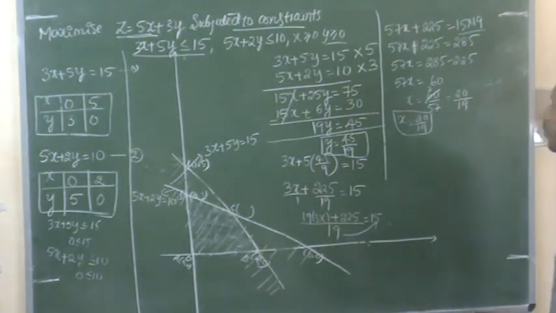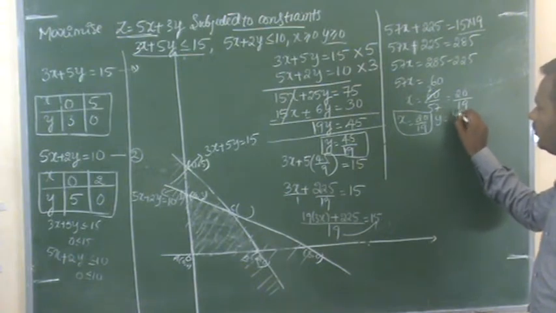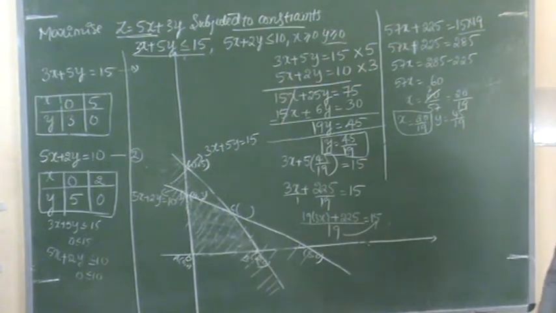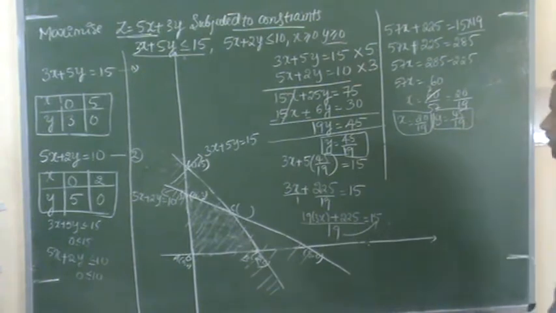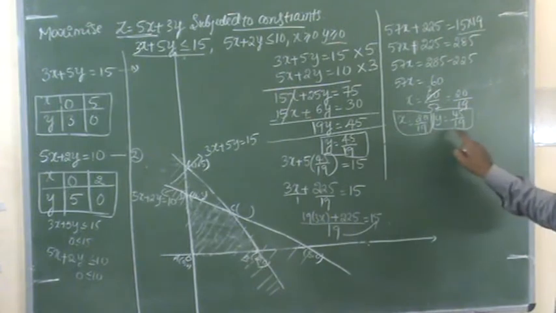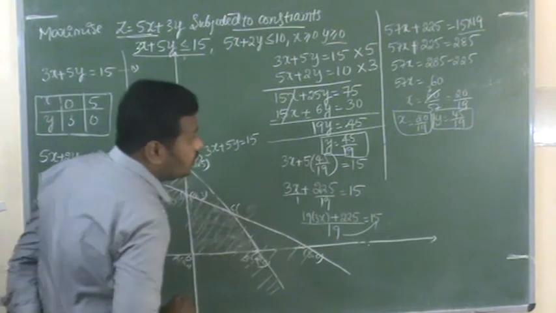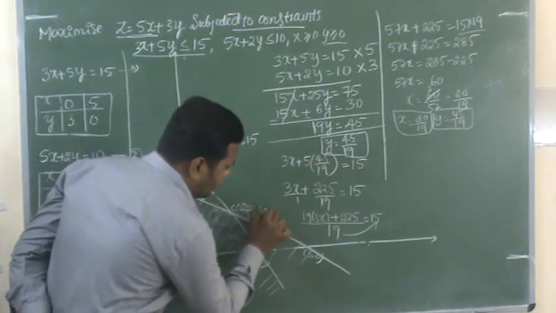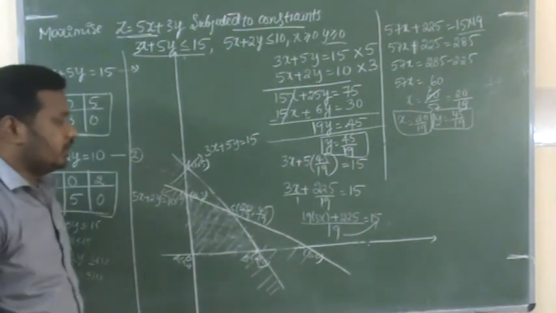The x value is 20 divided by 19 and the y value is 45 divided by 19. Okay, we get the x value and y value. The corner point C is 20 divided by 19 and 45 divided by 19.